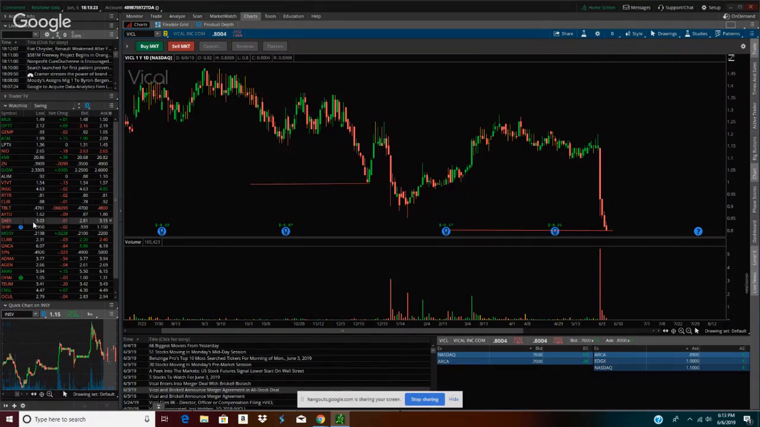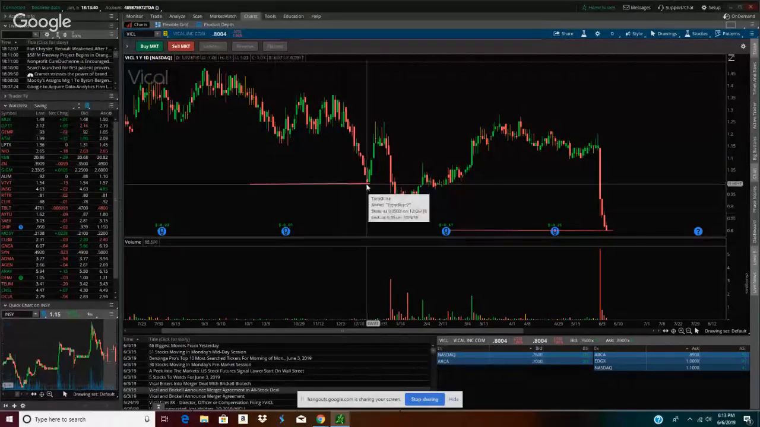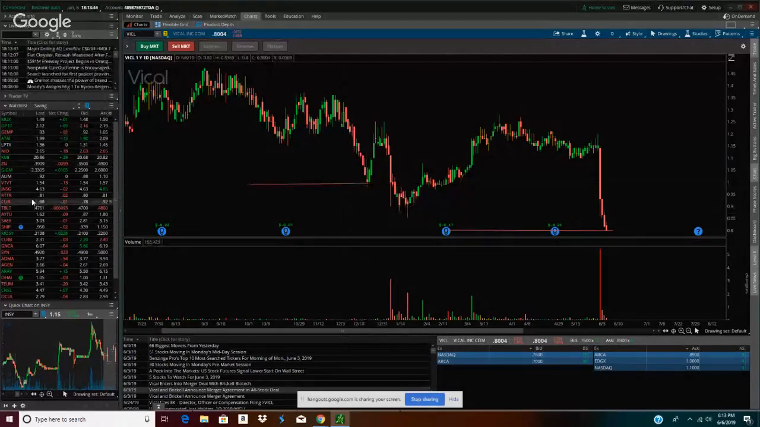Okay, and you got it showing green, right? So you know it's putting in green, and this is when you want to click on it. You see it putting in green. You want to click on it and say, okay, it's going green.